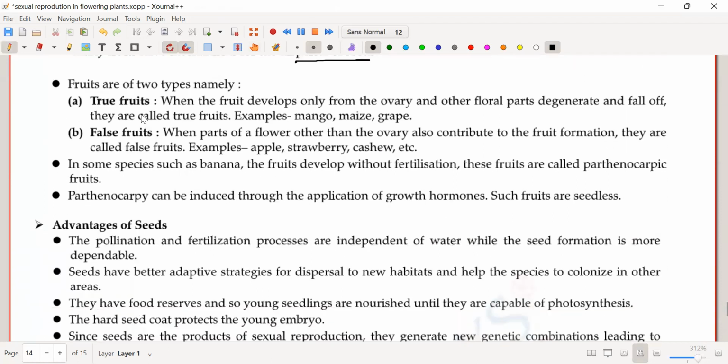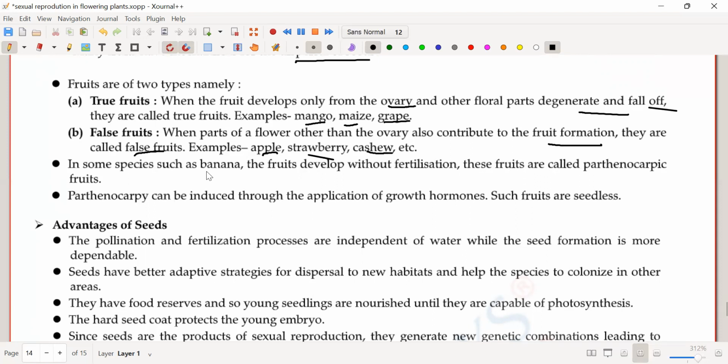Fruits are of two types, namely true fruit, where the fruit develops only from the ovary, and other floral parts degenerate and fall off. They are called true fruit. Example, mango, maize, grapes. Then what are false fruits? When parts of flower other than ovary also contribute to fruit formation, they are called false fruit. Apple, strawberry, cashew are all false fruits. That is, the edible part which we eat in apple is made up of thalamus, right?